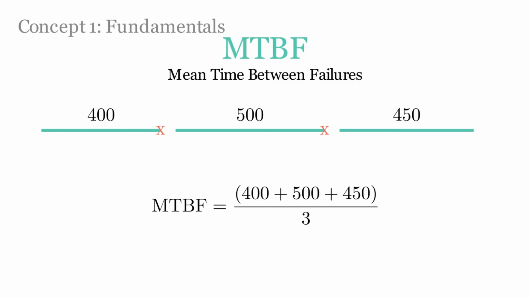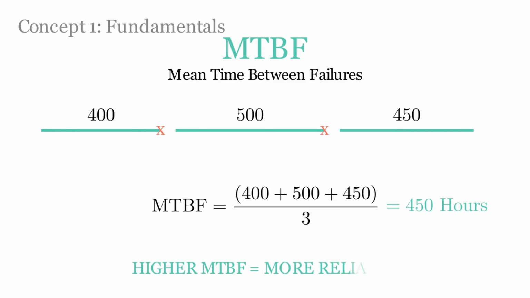MTBF equals (400 plus 500 plus 450) divided by 3 equals 450 hours. Key insight: higher MTBF means more reliable. A machine with an MTBF of 1,000 hours is more reliable than one with 200 hours.